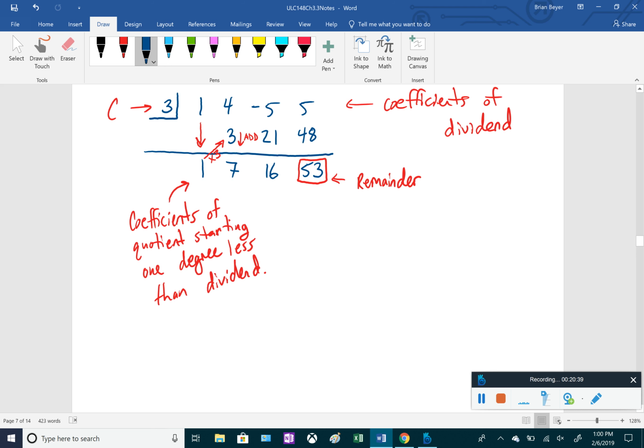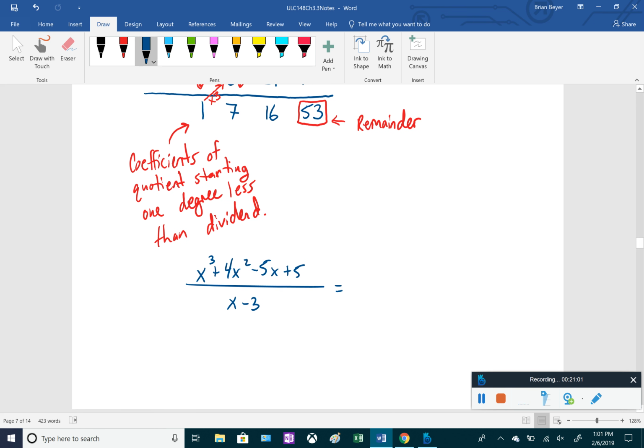So let's see how this looks. That means in division algorithm form, we divided x cubed plus 4x squared minus 5x plus 5 by x minus 3. So our coefficients here, 1, 7, 16, it's going to be 1x squared plus 7x plus 16. You can see how we just go right down with the degrees, degree 2, degree 1, degree 0 for the constant, plus the remainder over the original divisor.